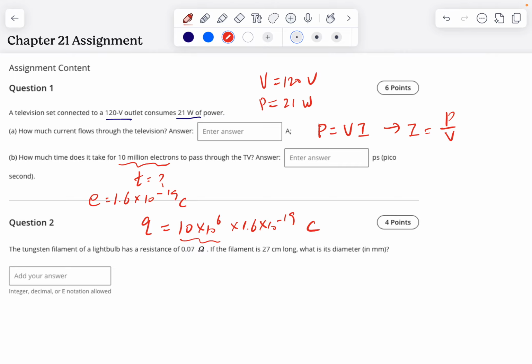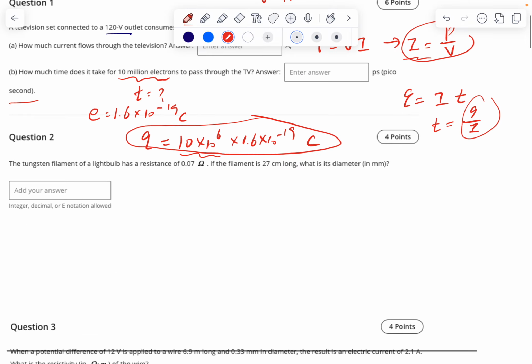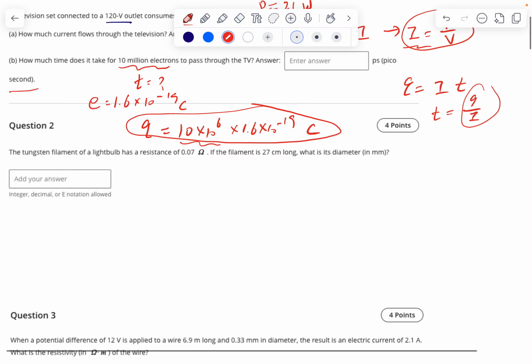And we're looking for time. What we know here is the current, right? So charge equals current times time, so time equals charge over current. We get the current from the first part and the amount of charge here, and then dividing gives you the time. It asks for seconds, so whatever you get here is the time in seconds.